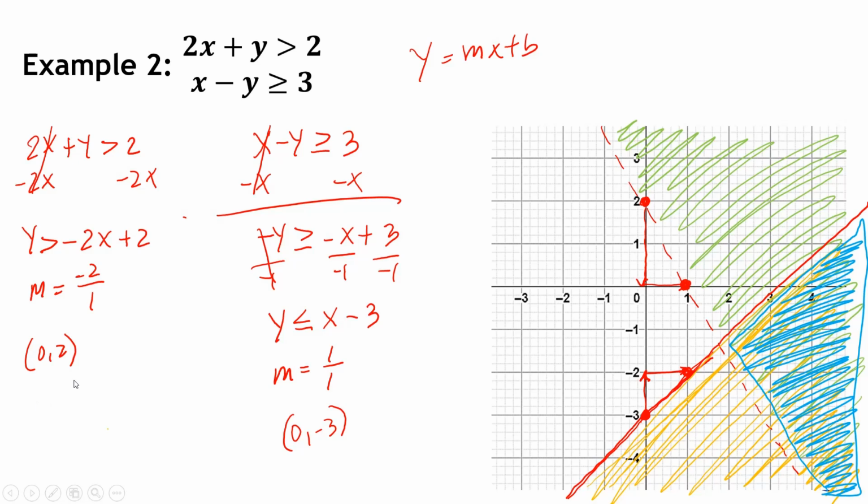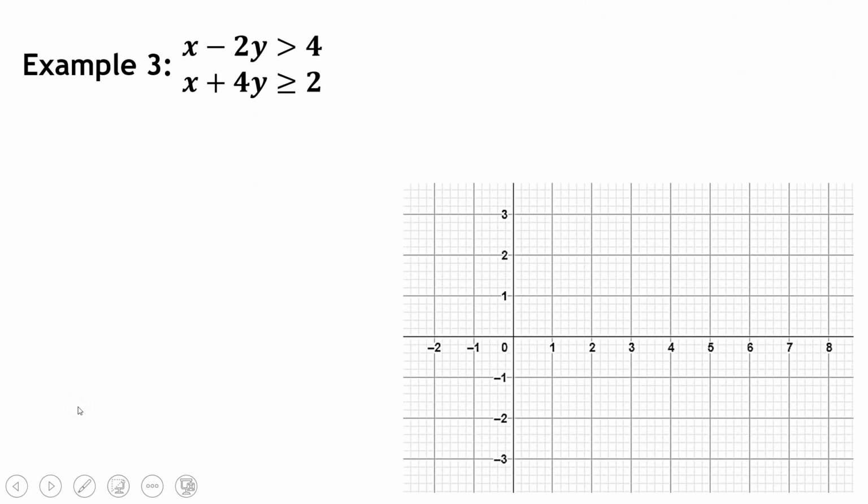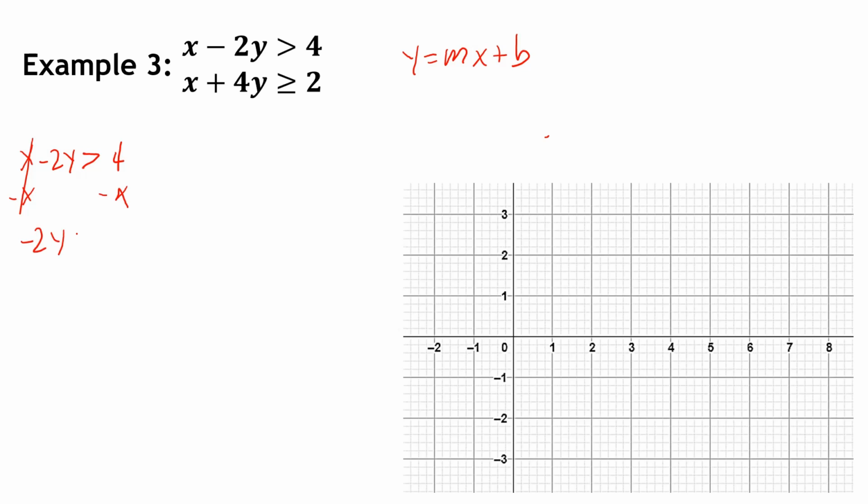Let's go to the last example. Again, the first thing we need to do is convert into y equals mx plus b. For the first inequality, we got negative x, cross that out. This is negative 2y is greater than negative x plus 4. And then we will divide negative 2 on both sides. Negative 2, negative 2, cross that out, so y is less than x over 2 minus 2.